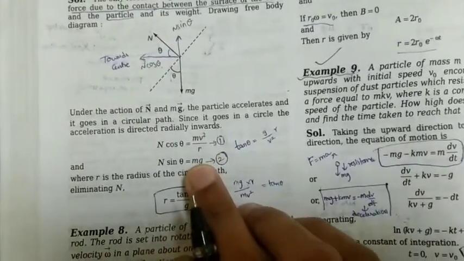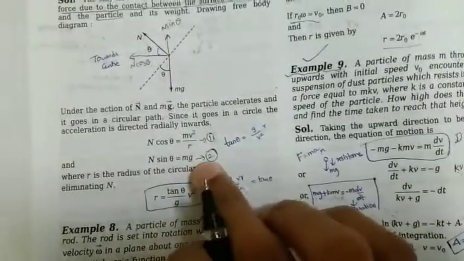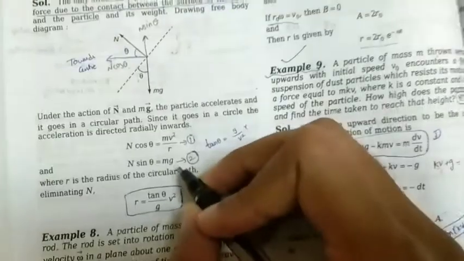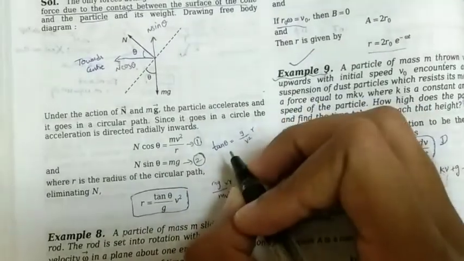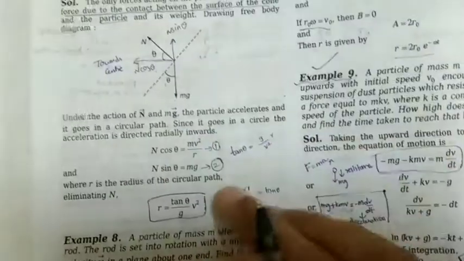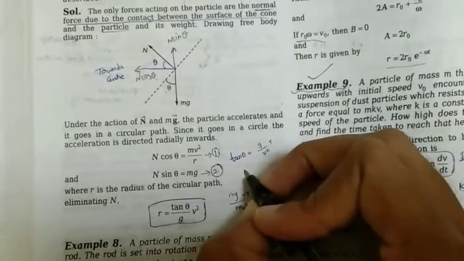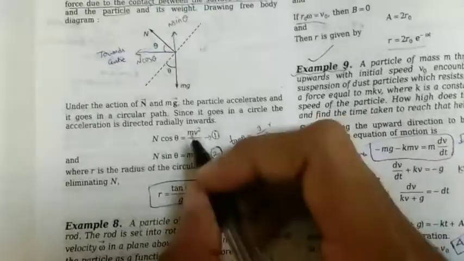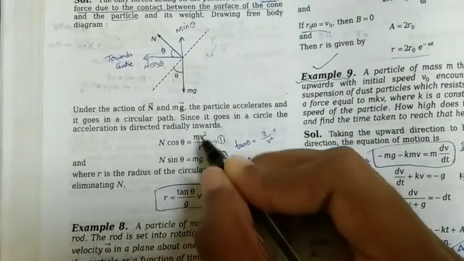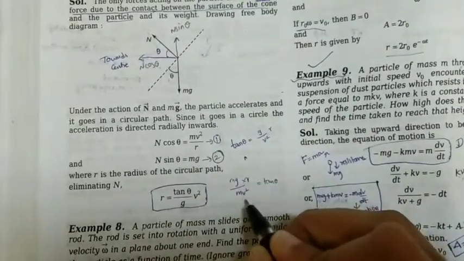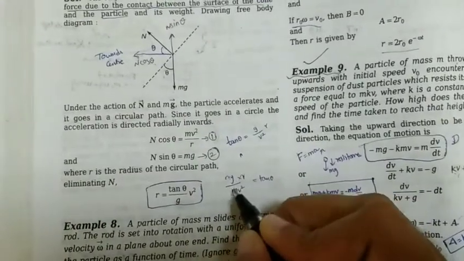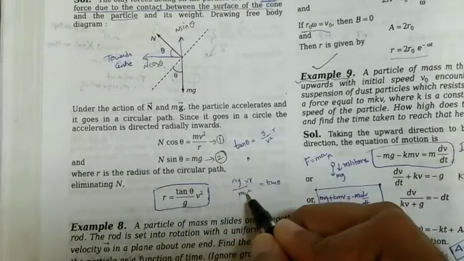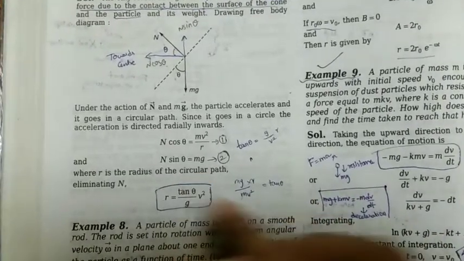Actually we need to divide mg by mv square by r, so equation 2 by equation 1. So mg by mv square by r, what we would get is mg by mv square into r. So first mg divided by mv square by r. So this r would go up, m would get cancelled, and what would remain is rg by v square. So rg by v square.